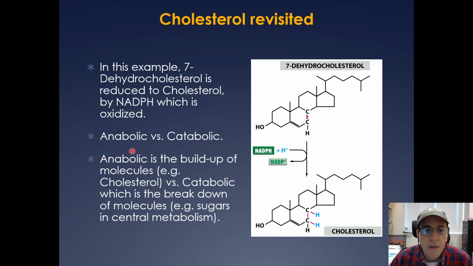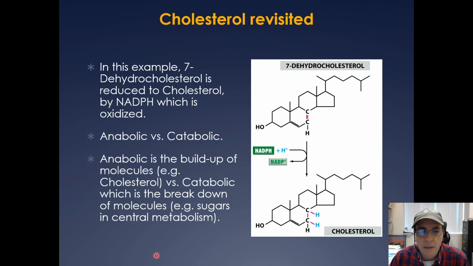Anabolic versus catabolic. Okay, these are basically two metabolic processes. Anabolic is the buildup of molecules, so for example, making cholesterol, versus catabolic, which is the breakdown of molecules, like breakdown of sugars in central metabolism.